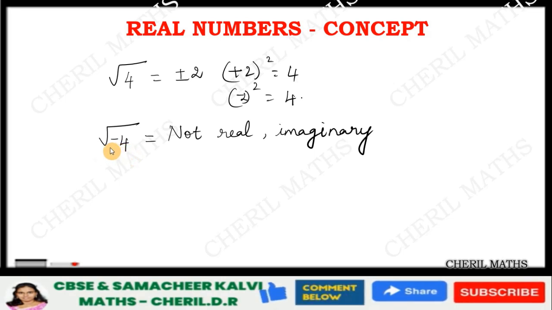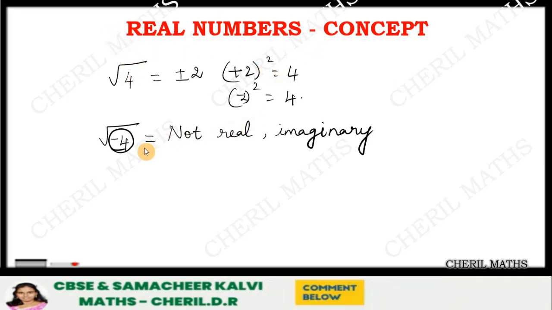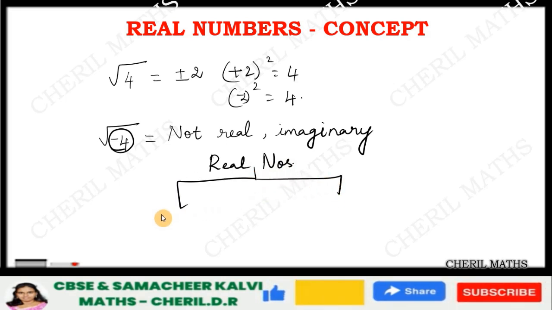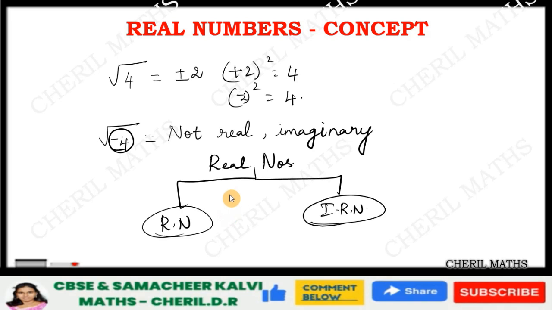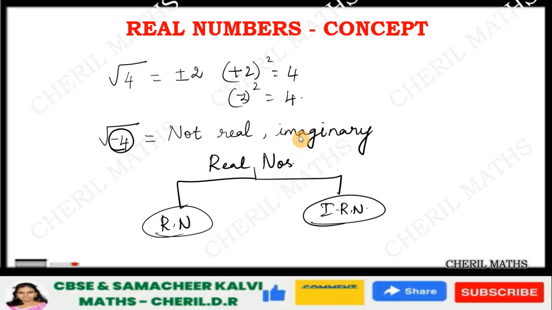So if you have a negative number inside a square root, then you call it an imaginary number, or a number which is not real. So you should now remember what a real number is. A real number comprises both the rational numbers and the irrational numbers. All these come under the concept of real numbers. If it is not a real number, it means that you have a negative value inside a square root. So this is the concept of real numbers.